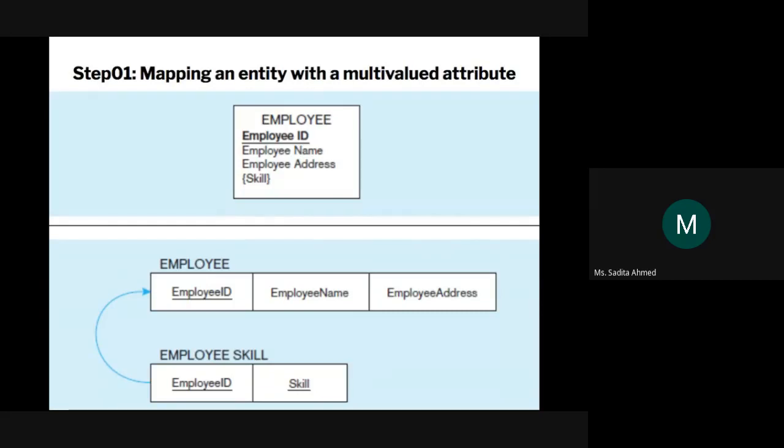In order to keep the cells atomic, what do we have to do? You have to take skill outside of the employee relation. Employee relation এর মধ্যে skill রাখতে পারবো না, and we'll put it into a new relation. Place it inside a new relation, where for every single skill we'll have an individual row.